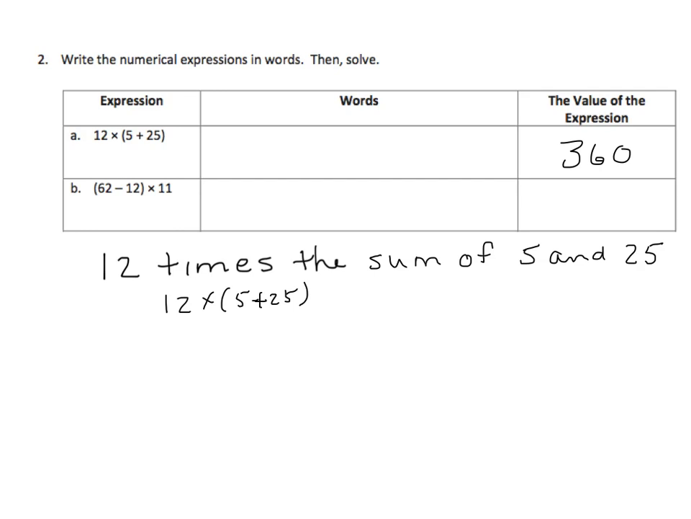I'm going to leave that expression up there, and I'm going to write my new expression below it. Reading it, I have the difference of 62, or the difference between 62 and 12, or I could say 62 minus 12 times 11. Okay, now since I'm subtracting, I'm going to use that word difference.